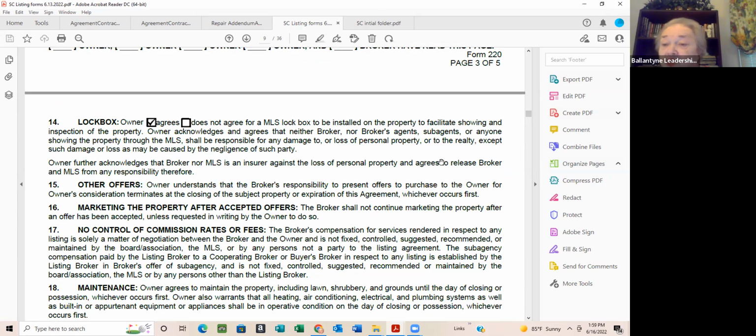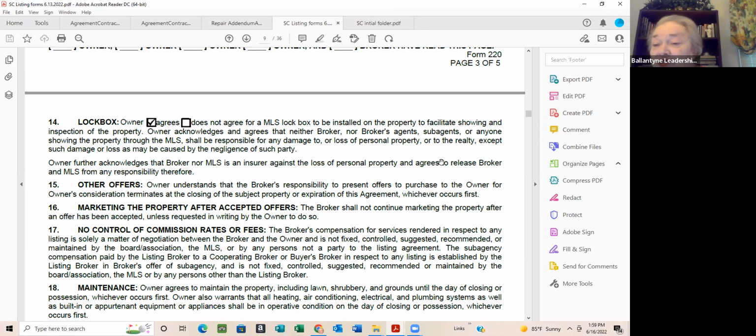Lock boxes, you have to have permission to put a lockbox on somebody's house. So it's in the North Carolina agreement and the South Carolina agreement that you get their permission, or if you don't have their permission. But boy, you sure do want it.